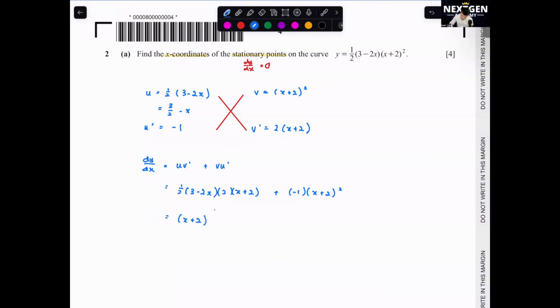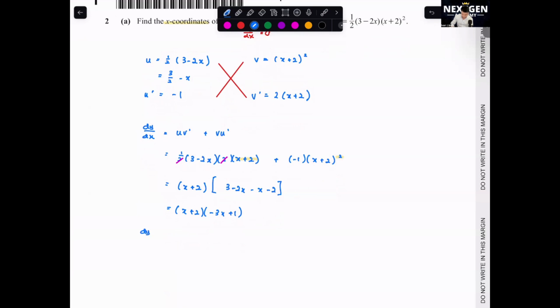So x plus 2 here, no more already. x plus 2, this one, no more. So we'll be left with 1 over 2 and the 1 over 2 also cancels. So here will be 3 minus 2x, then minus x minus 2, times (x plus 2). This one will be minus 3x plus 1. So instead of opening up all the brackets, then simplifying, then factorizing, I think this will be easier to do. Now we want to set dy over dx equals 0 because they say stationary point.